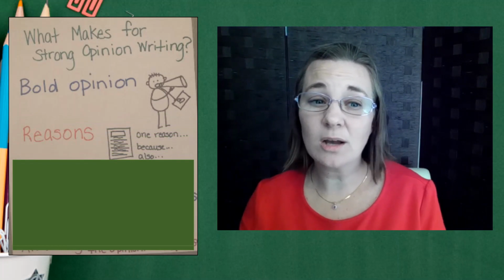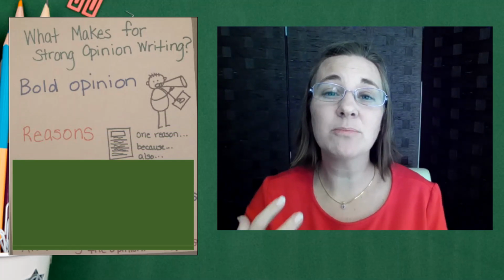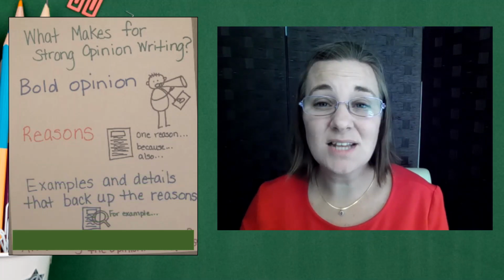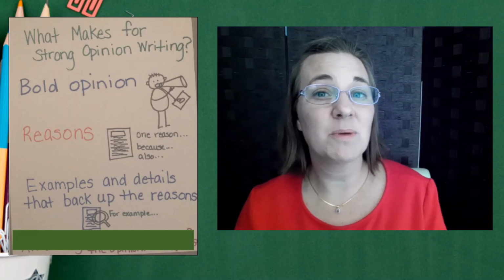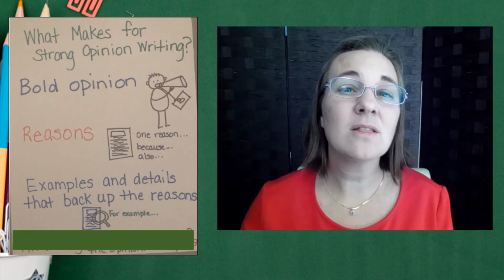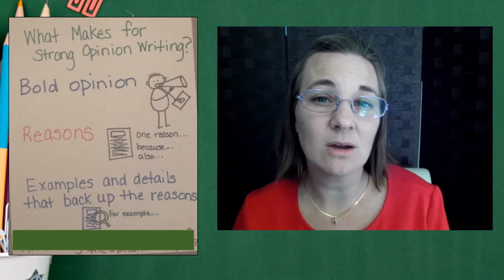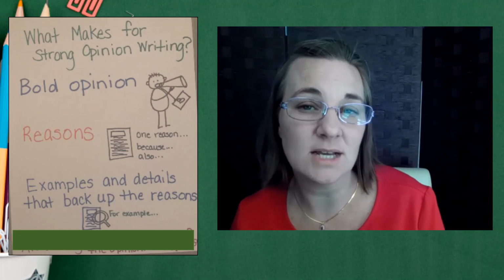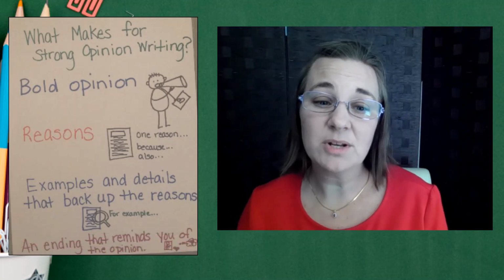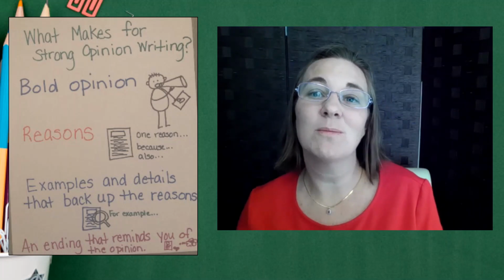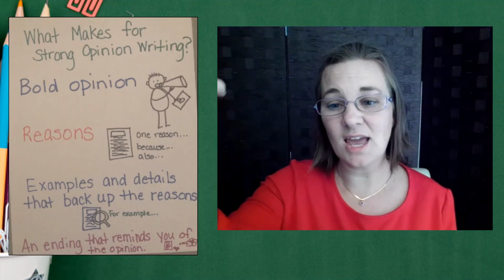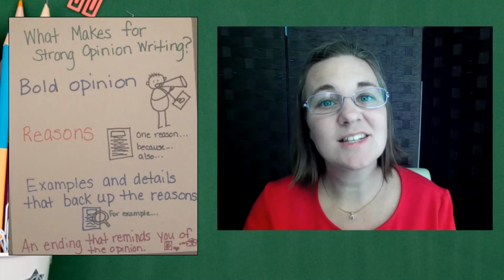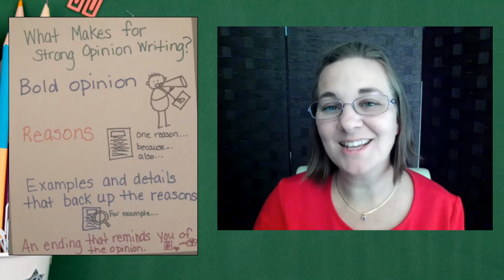You noticed that strong opinion writing has reasons, things that prove or support the opinion. There are examples and details that back up the reason. So with the opinion writing about the cat where they said it was quiet, there were some examples and some details about the cat being quiet. So not only are there reasons why, but then there's examples or ideas or more details to go along with it. And finally, we noticed that there was an ending that reminded you of the opinion. So all of these things tell us what makes for strong opinion writing. And we're going to use this to help us as we write our Gru opinion writing together as a class.